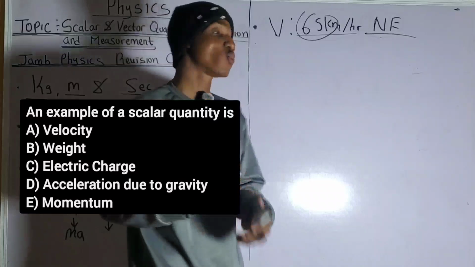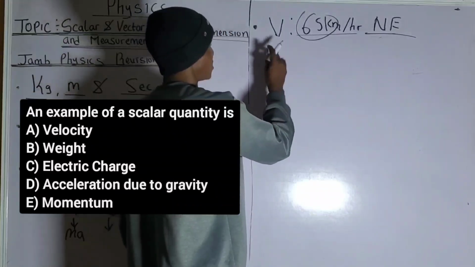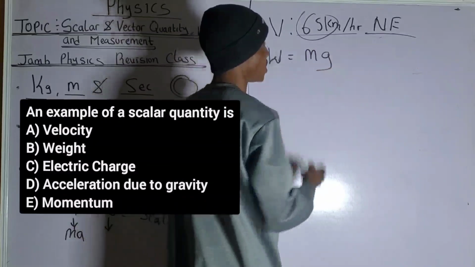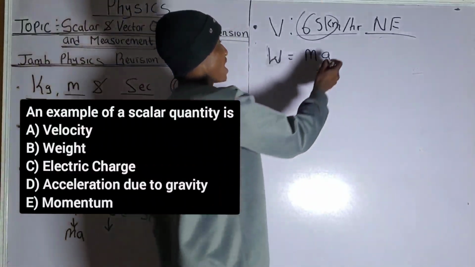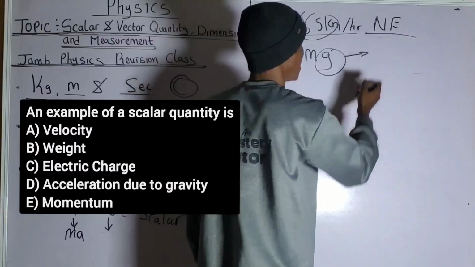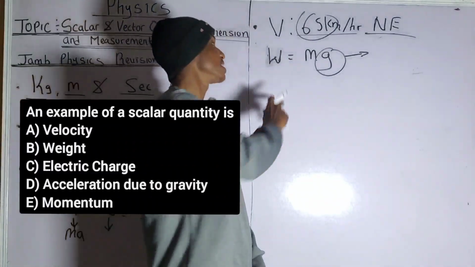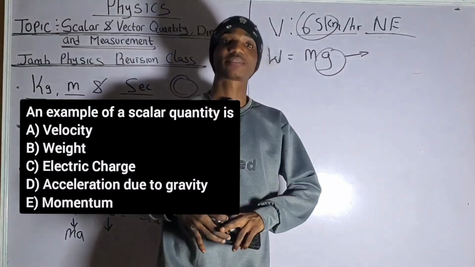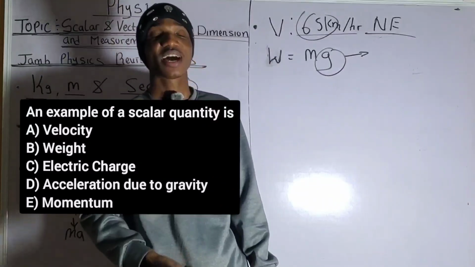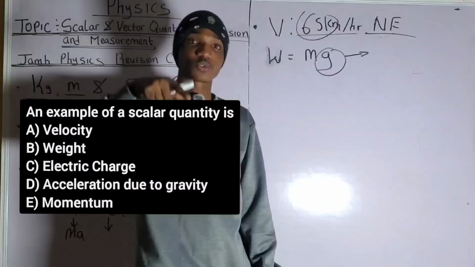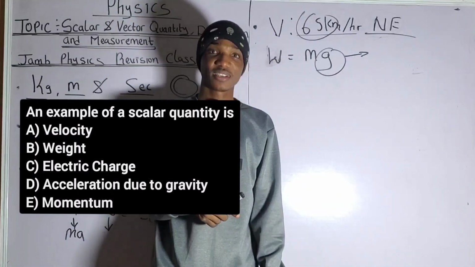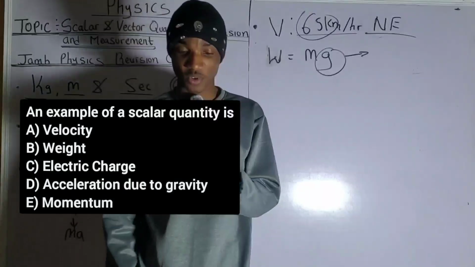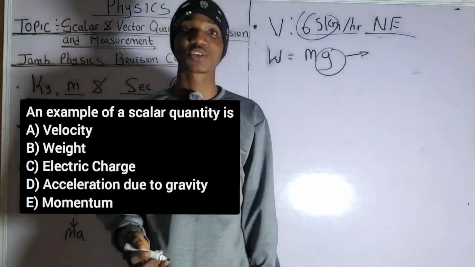Now let's look at the second option. We have weight. Weight is equal to mass times acceleration due to gravity. The acceleration due to gravity here makes this a vector quantity. Do you know why? Gravity is the kind of force that makes an object that goes up come down. And when that object is coming down, it moves toward the center of the earth. So that means weight is also a vector quantity.